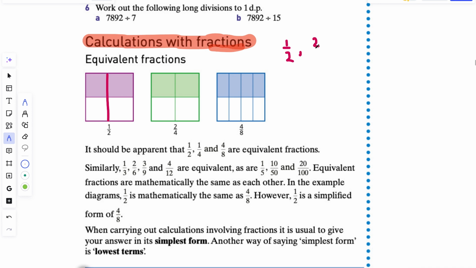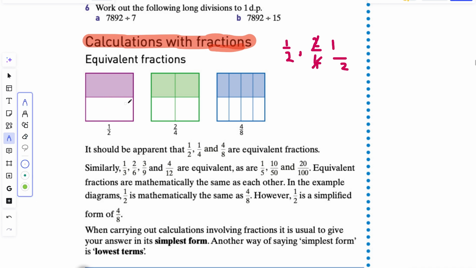Now, 2 over 4, if you simplify 2 over 4, the colored one is 2 out of 4. So if I divide 2 by 2, I will get 1. 4 divided by 2, I will get 2. So it returns me back to 1 over 2. Such fractions are called equivalent fractions. Fractions where, when you simplify or break them down to the simplest form, you get the original fraction, are called equivalent fractions.